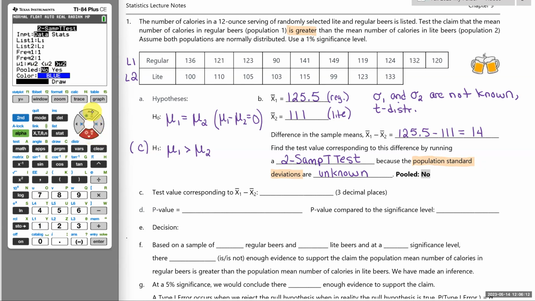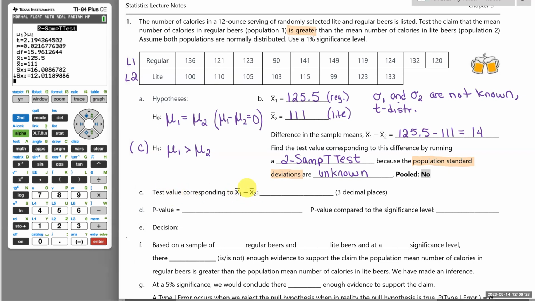And then we can go calculate or draw. I'm just going to go ahead and do calculate here. All right, so the calculator found the test value corresponding to that difference. So it's taking care of the math for us. So that t value, your test value, we're going to round it to 3 places, as we always do with our t value. So 2.194.